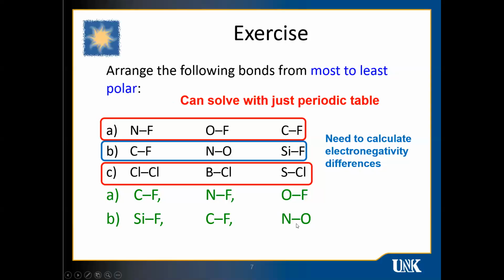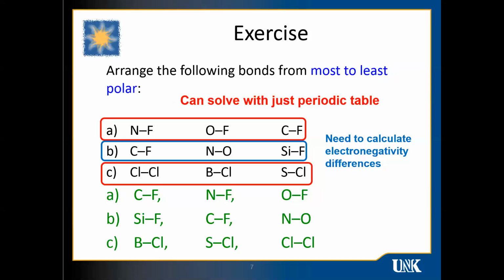And do the same thing for nitrogen and oxygen. It turns out this difference is going to be smaller than either of those two. And so we arrange the order. The most polar bond has the greatest difference in electronegativity. And then the smaller those differences, the less polar the bond becomes.